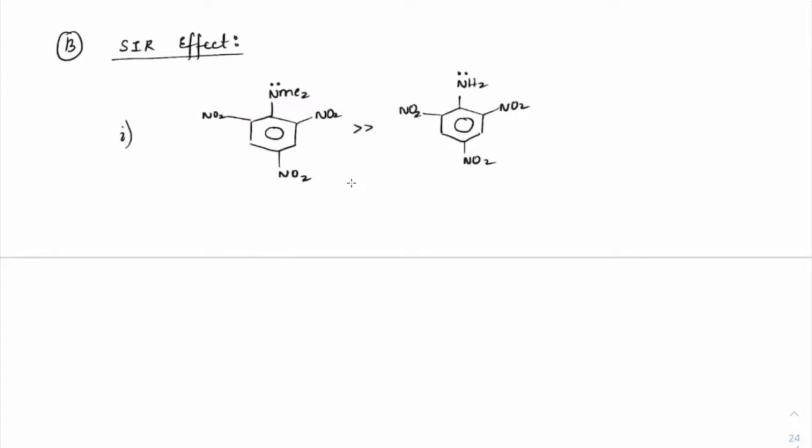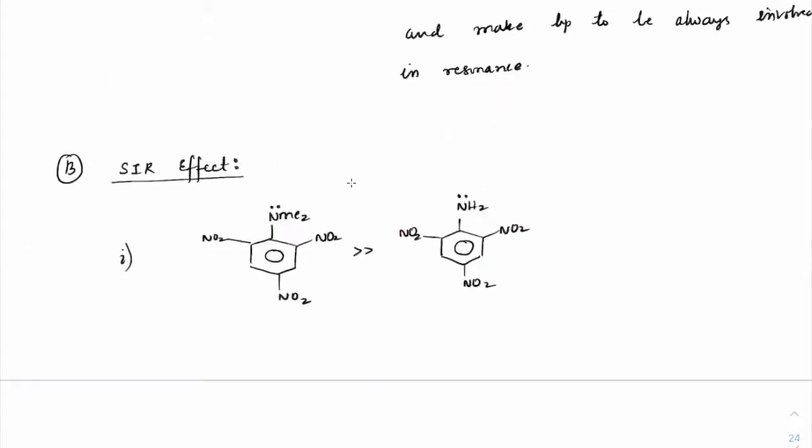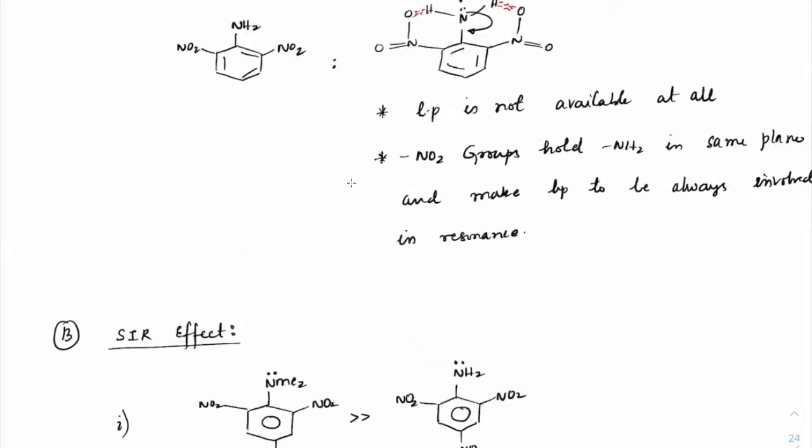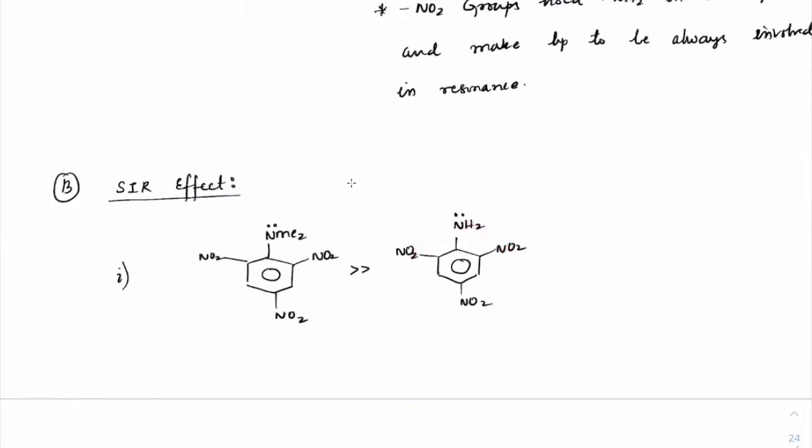now you will observe that this is very, very strongly basic compared to that of the second one. We just learned that when there are NO2 cases, instead of showing SIR, it is showing hydrogen bonding and making it least basic. So its basicity has decreased so much that the lone pair is not available and it has become a neutral molecule. The lone pair is not even available for donation. It is only involved in resonance.